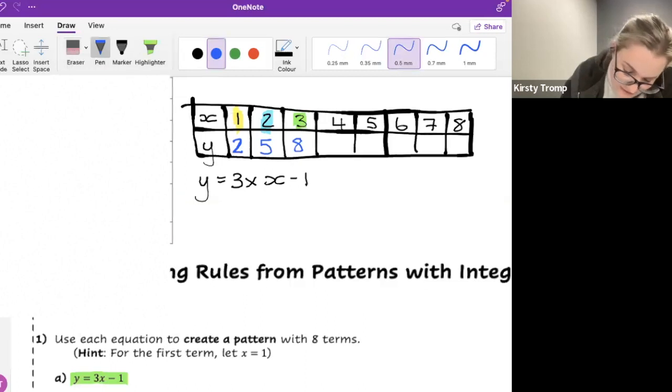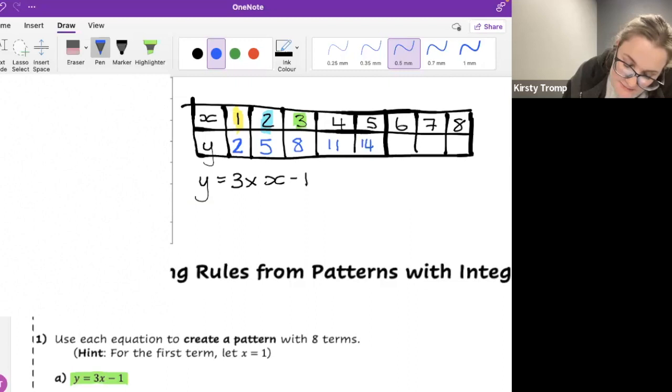3 times 4 is 12. 12 minus 1 is 11. Fantastic, Nikki. Let's do number 5 together. 3 times 5 is 15, minus 1 is 14. Fantastic.